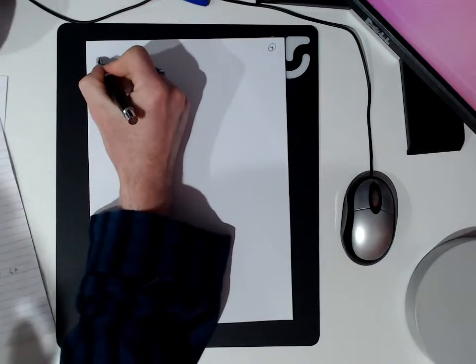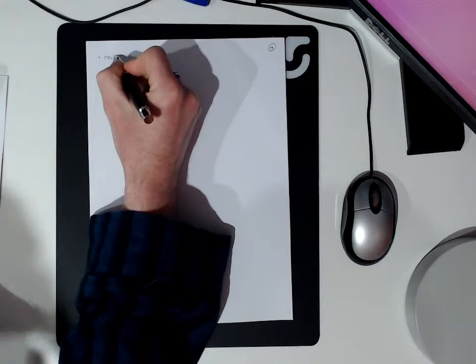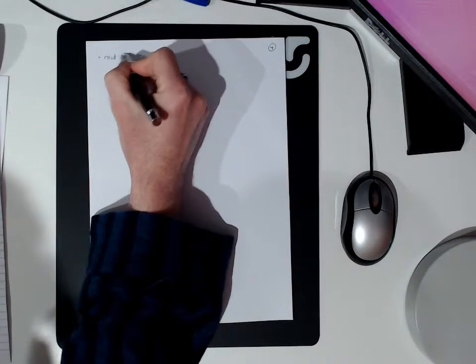Okay, root test. There are too many O's.